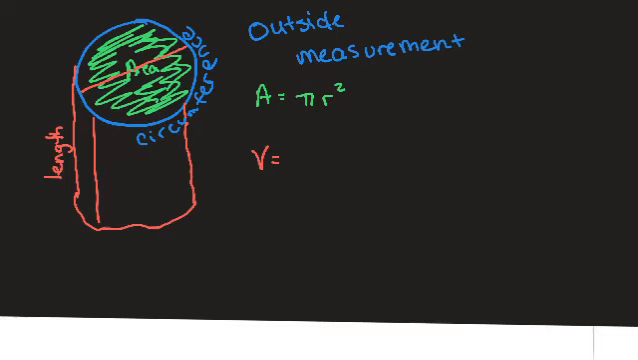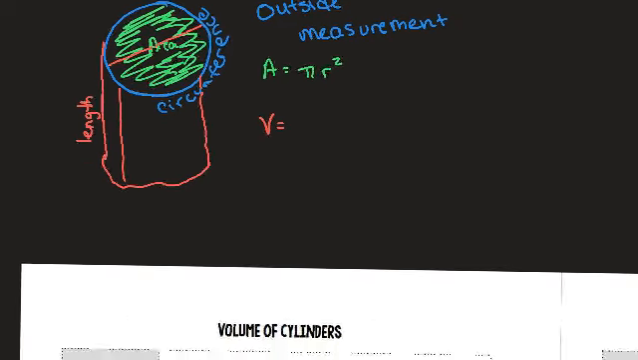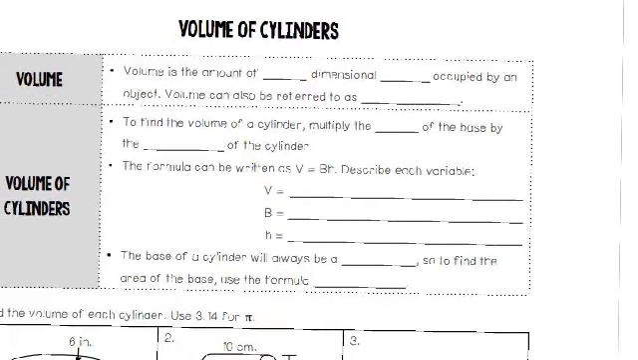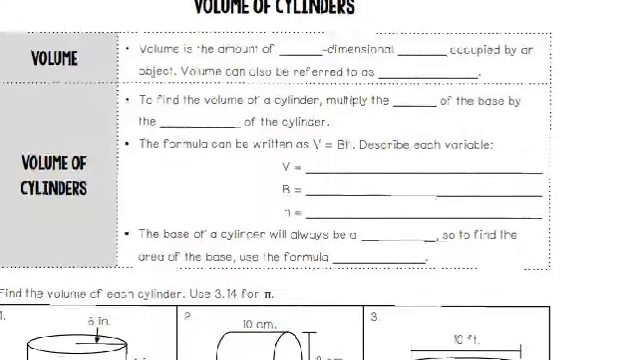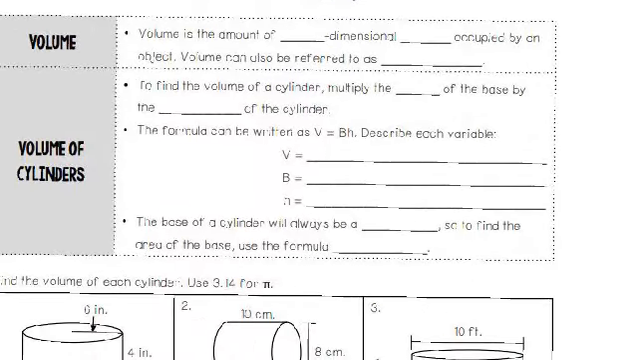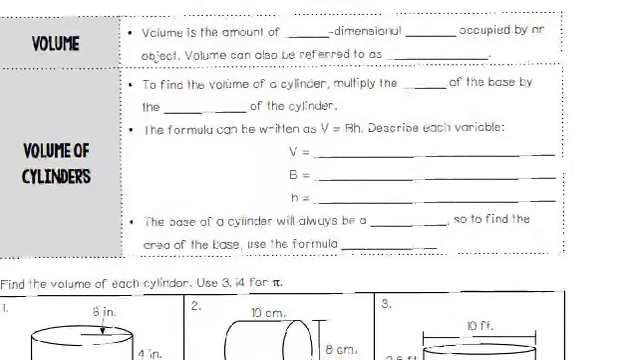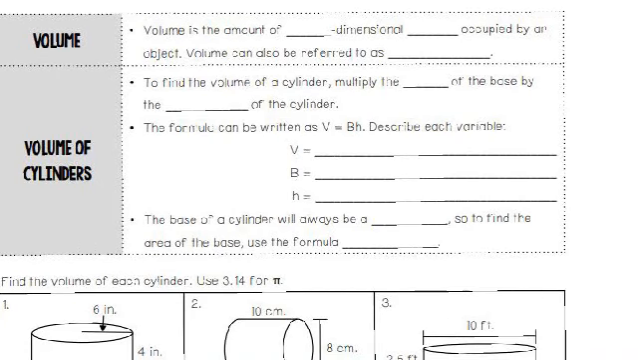And so if we take a look at the notes that I've given you, volume is the amount of 3-dimensional space occupied by an object, referred to as capacity, how much it can hold. Capacity, there's no I-Y, it's just C-I-T-Y.